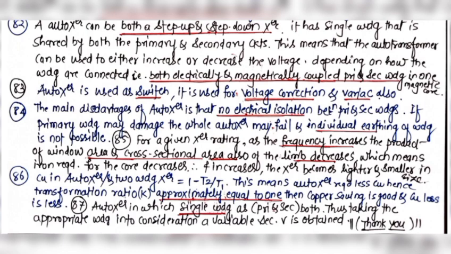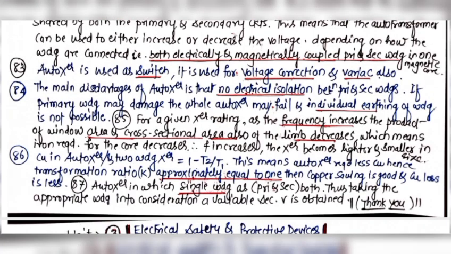For a given transformer rating, as the frequency increases, the product of window area and cross-sectional area of the limb decreases, which means the iron required for the core decreases. Therefore, as frequency increases, the transformer becomes lighter and smaller in size.